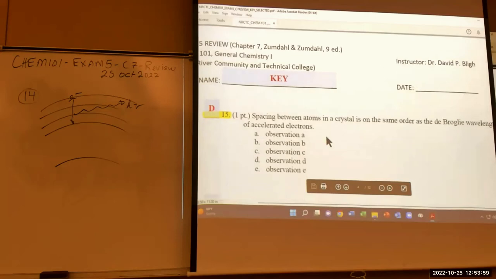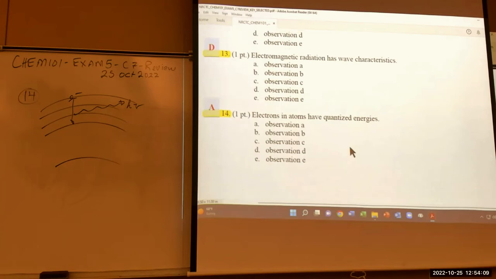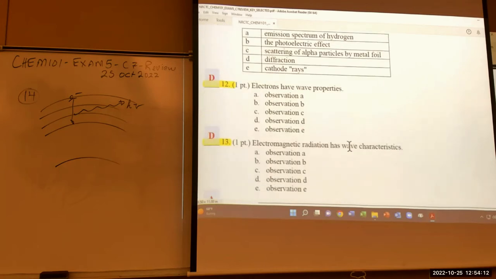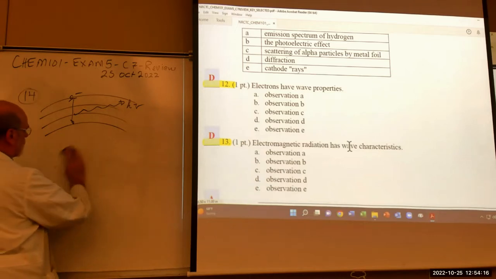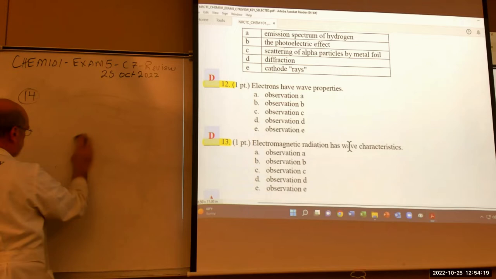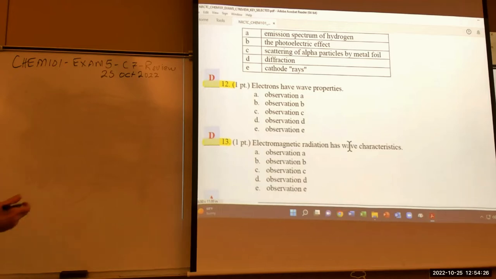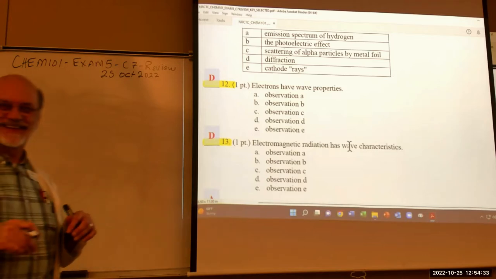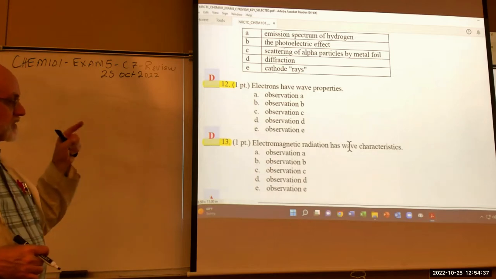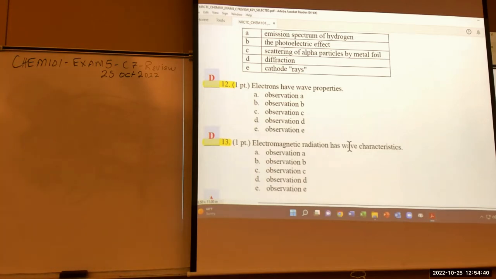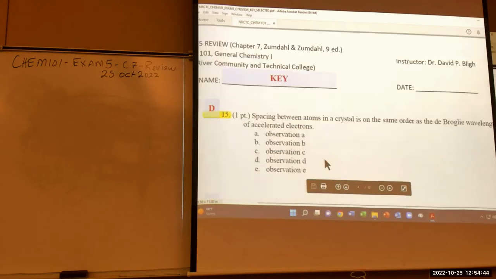And the fourth one is supposed to be based on that also. Spacing between atoms in a crystal is on the same order as the de Broglie wavelength of accelerated electrons. The same wavelength as accelerated electrons. We haven't talked much about that. In fact, we won't talk about that wavelength problem until next semester when we talk about X-ray diffraction. But it's, like I just said, diffraction, X-ray diffraction. That's the process that gives rise to detecting the spacing between atoms in a crystal.